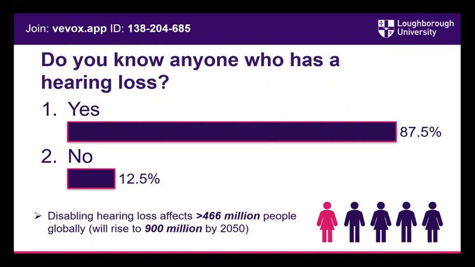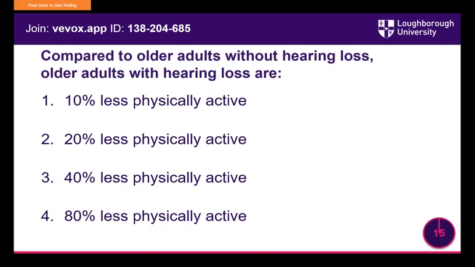Second question then, and this relates to the topic that I'm going to be talking about today. Compared to older adults without a hearing loss, how physically inactive or how less active are older adults with a hearing loss? So compared to those of a similar age that don't have any hearing loss, how physically inactive are those with a hearing loss? If you think people with a hearing loss are 10% less active, I want you to choose that option, or 20%, or 40%, or 80%. So again, I'm going to give you 15 seconds to respond. I'm going to press enter now.